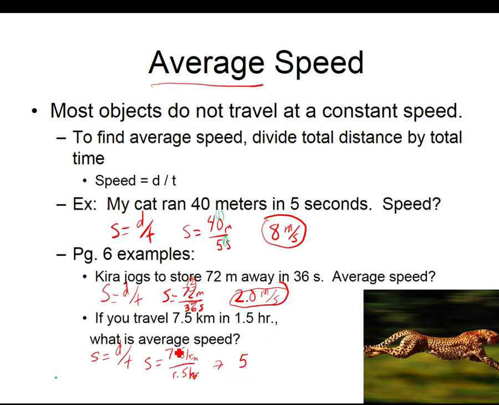Again, we check our unit label or our significant digits. 7.5 is 2. 1.5 is 2, so our answer has to have 2 digits. So let's do, again, 5.0. My unit label will be the distance, kilometers, over the time, hours. So we have 5.0 kilometers per hour.